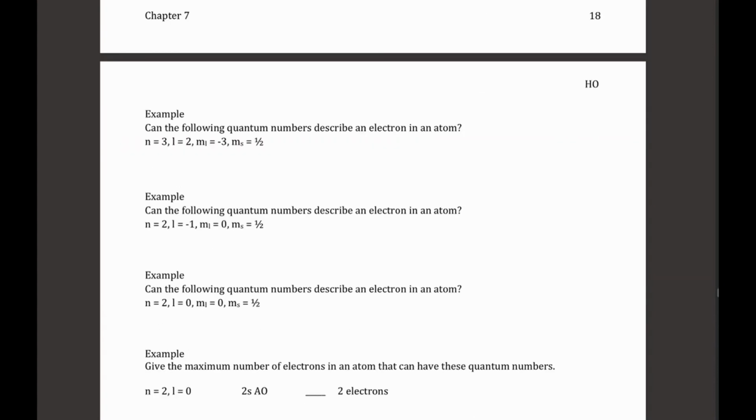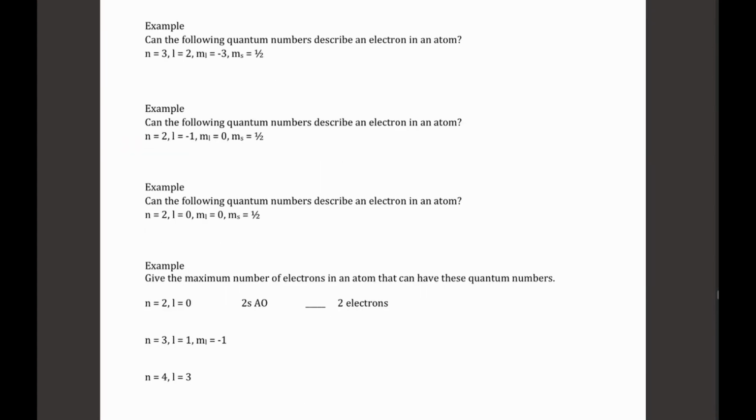Okay, so do the next couple of problems, just deciding if there's any violation in the rules of the quantum numbers. You know, remember the restrictions. n can only be positive 1, 2, 3, 4, and so on. l can go from 0 up to only n minus 1. m sub l is an integer, positive or negative, between negative l and positive l. And then m sub s can only be plus 1/2 or minus 1/2.